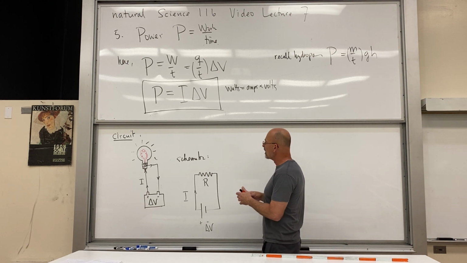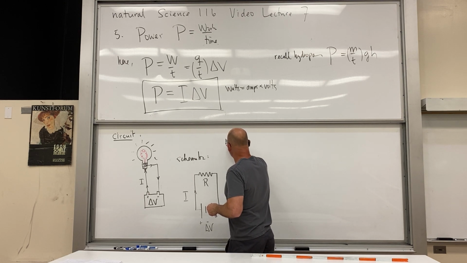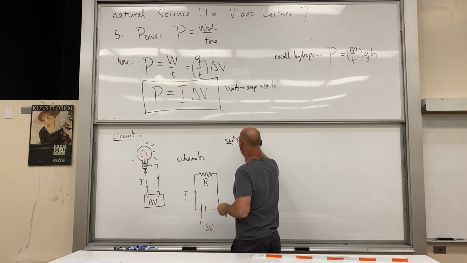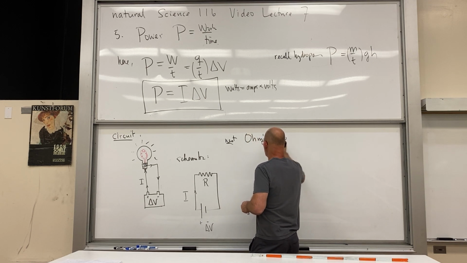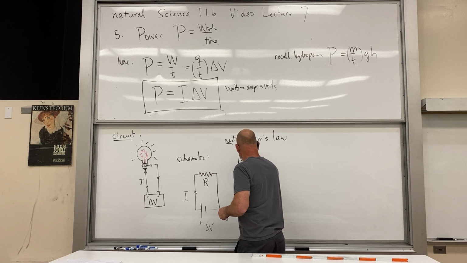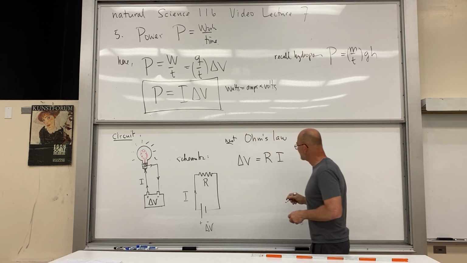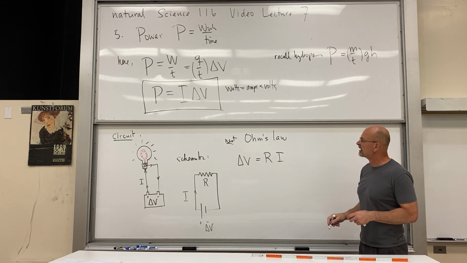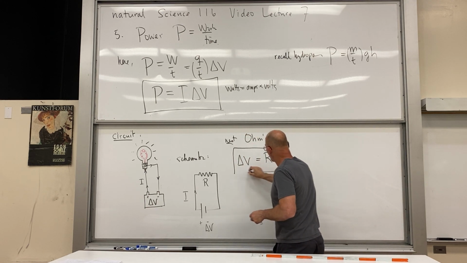So we have a second law that we have to talk about. We've got the power law. So I'm going to write here next. We have Ohm's law. And that relates the voltage, resistance, and the current. Delta V is equal to R times I. Okay, so this is one we're also going to have to know.